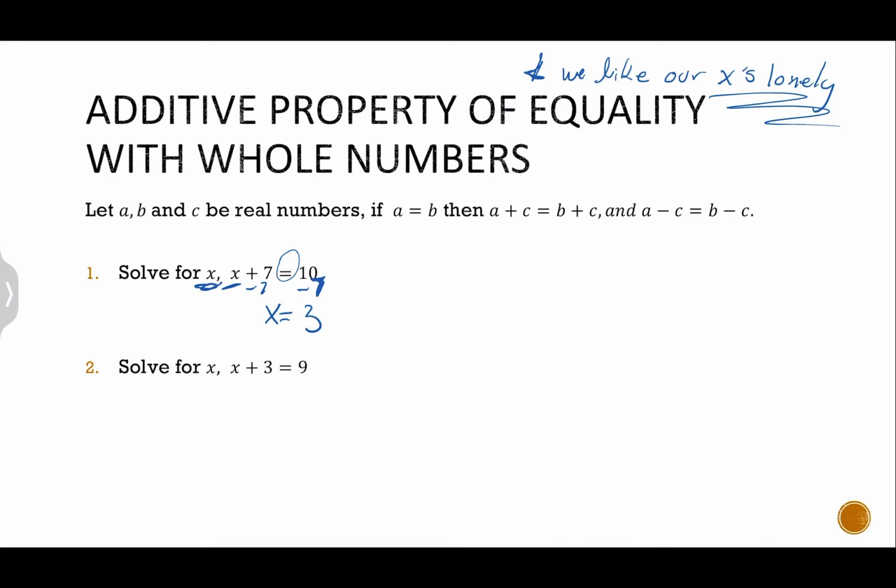For problem 2, I have x plus 3 equals 9, and I'm sure you're like, well, Dr. Miller, x is 6, and you are correct. But let's show that with the additive property. I'm going to subtract 3 from both sides, so I get x equals 6 as my final answer.